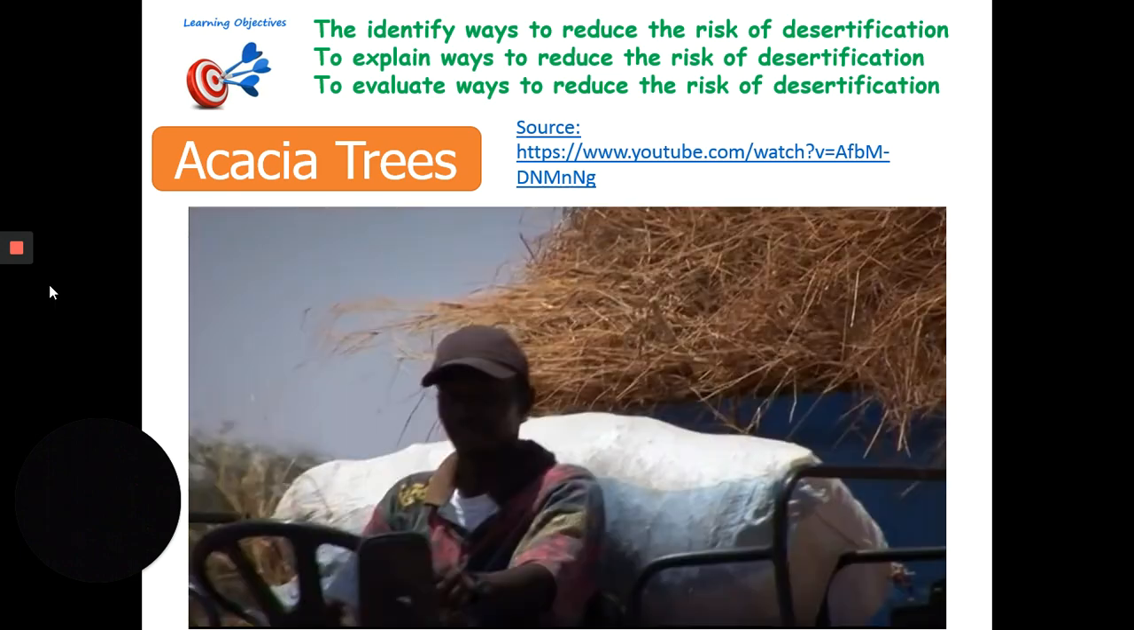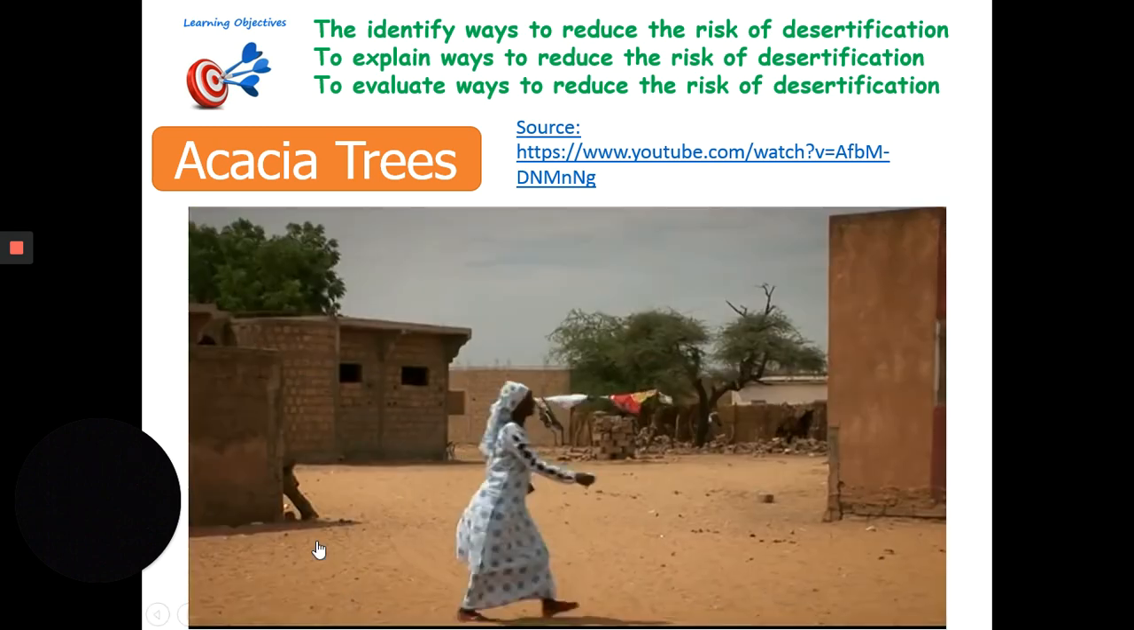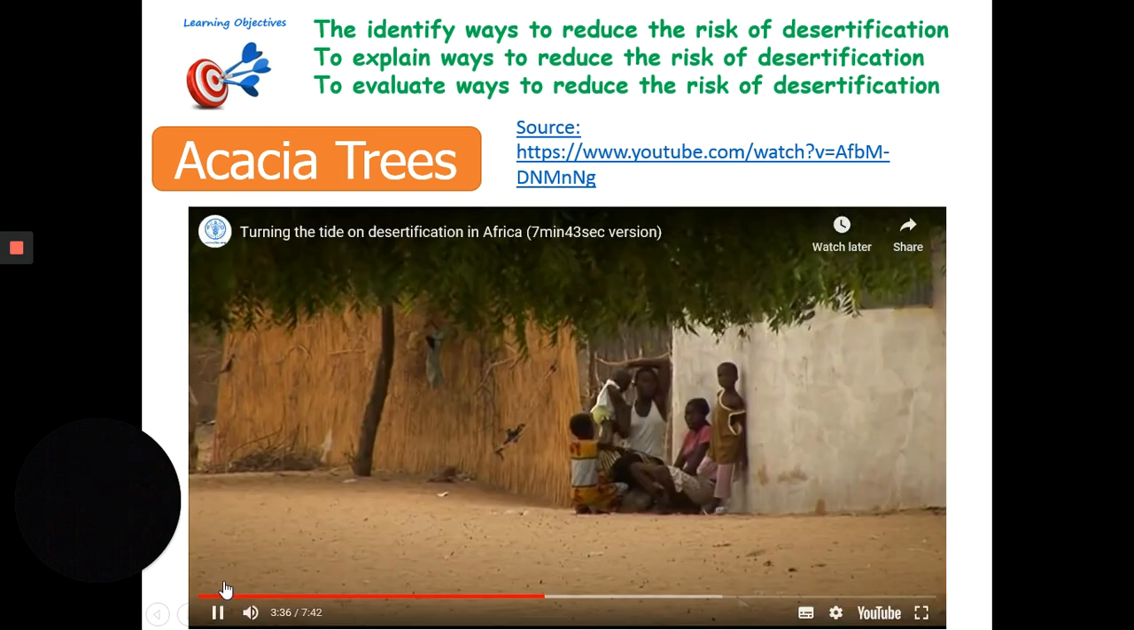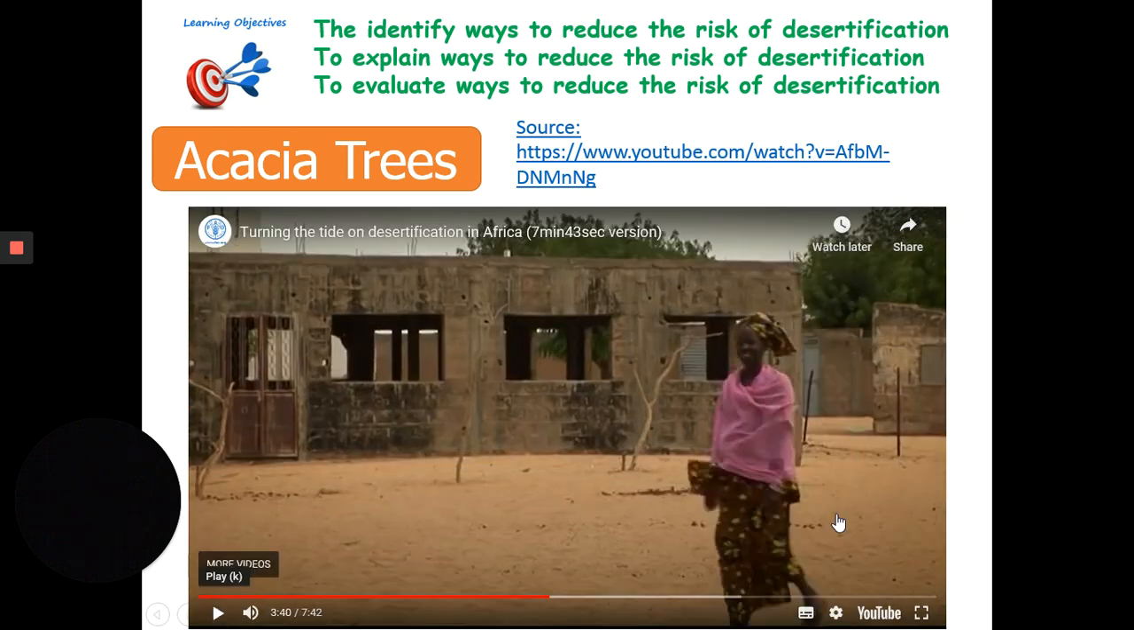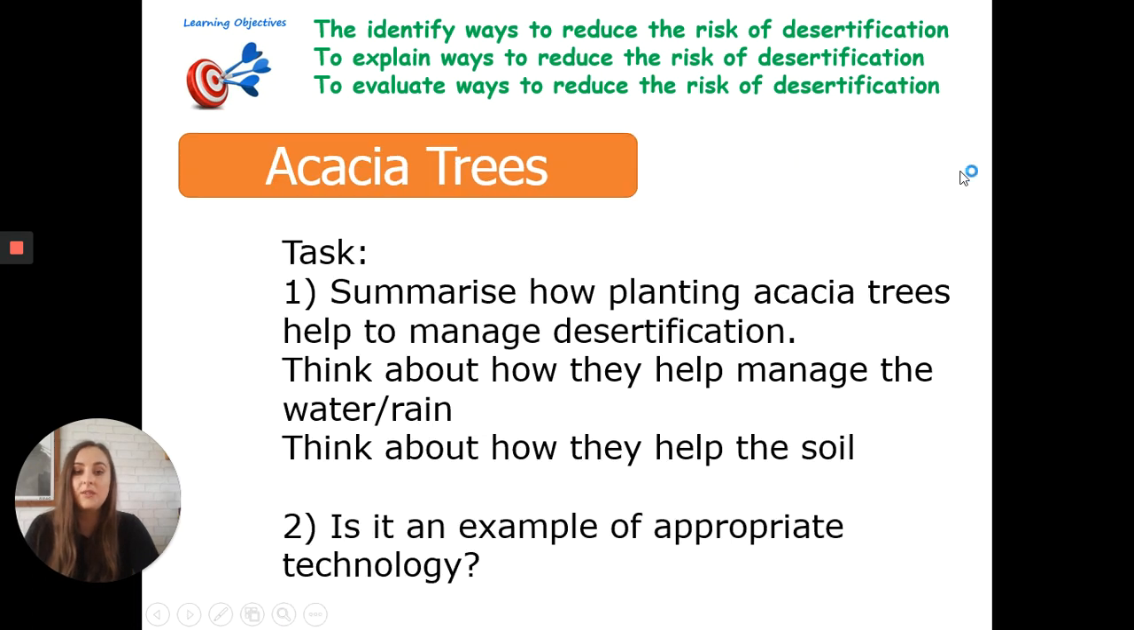In a region home to many of the world's poorest countries, the project is changing attitudes and... Okay, so I'm going to pause it there because I think, again, you get how the Acacia Tree works from what's been said in the video so far. So again, in a second, if you can pause and summarise how Acacia Trees help to manage desertification. Think about how they help to manage water and the soil, and is it an example of appropriate technology?